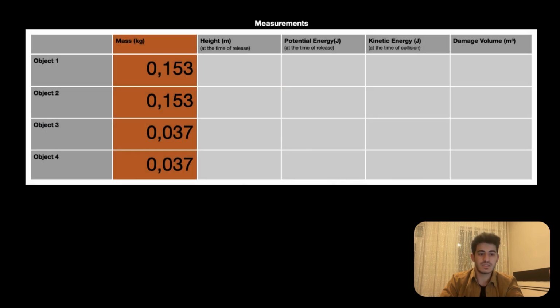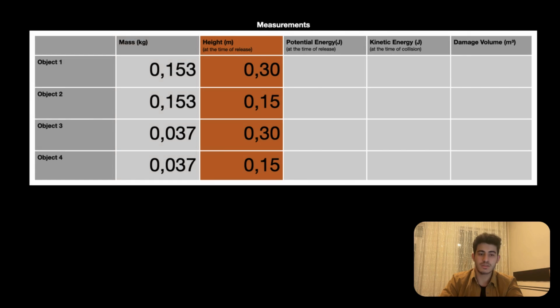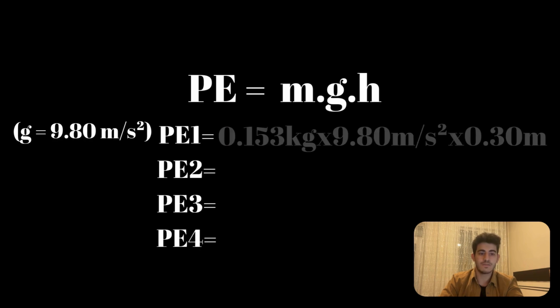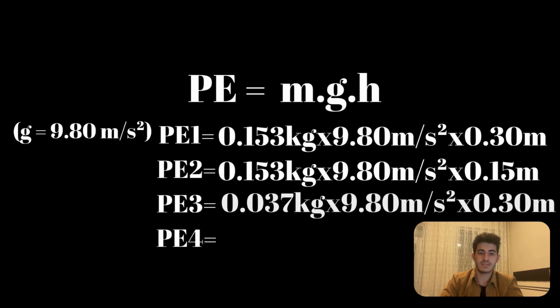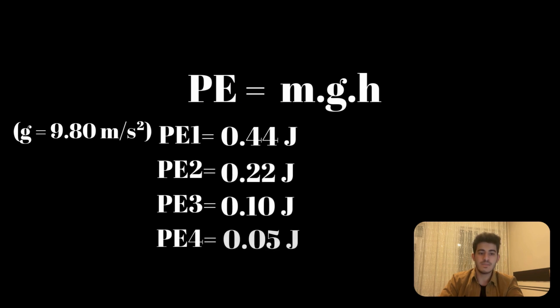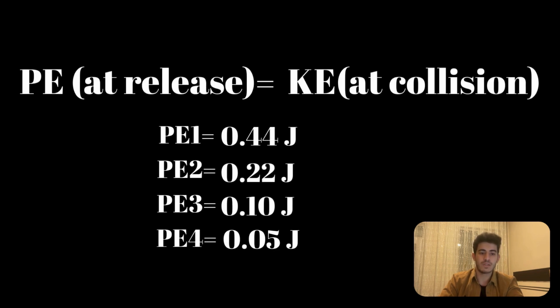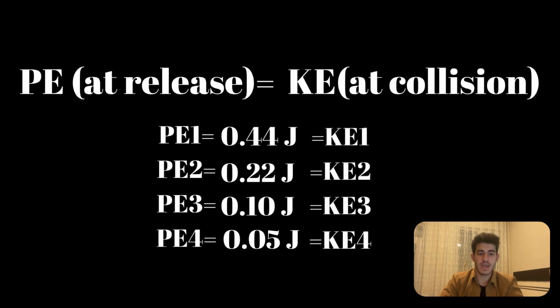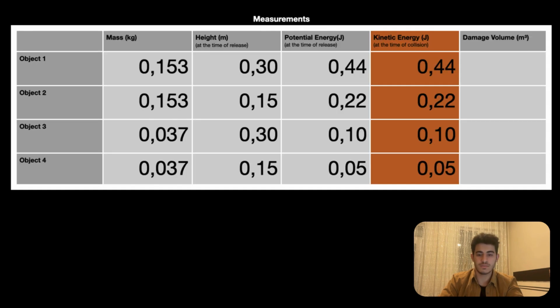Now let's determine two different heights to release the two objects: 30 centimeters and 15 centimeters. In this way, we have four different potential energies at the time of release. This means we have four different kinetic energies at the time of collisions.